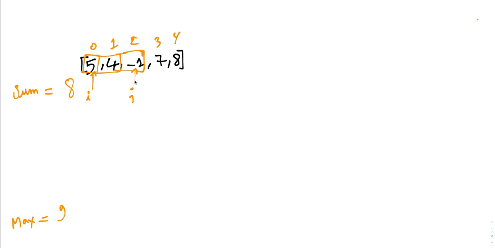Then I increment again the G to the next element, that is 7. I add it to the 8, it's 15. 15 is greater than 9. I remove my 9 and I put the 15 into the max. Again, I increment the G to the last element. I add 8 to 15, which is equal to 23. And the max, I'm going to put 23 into it because 23 is greater than 15.